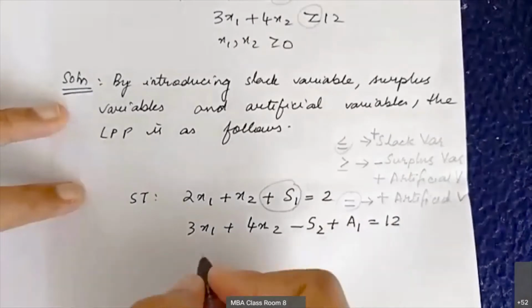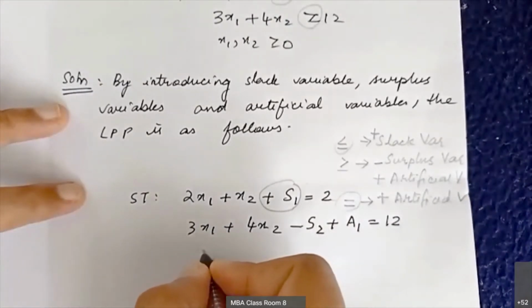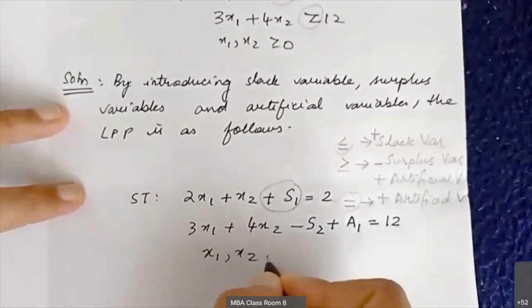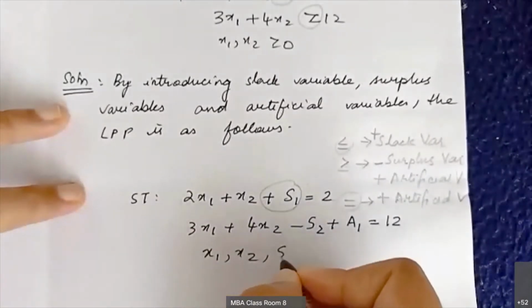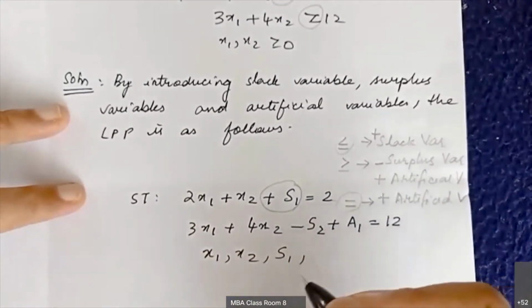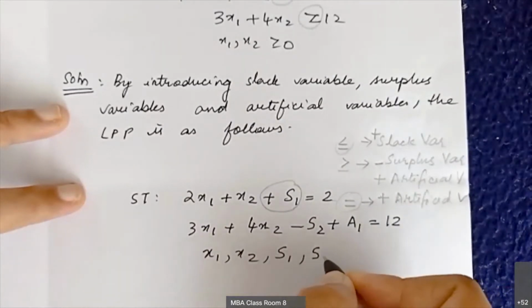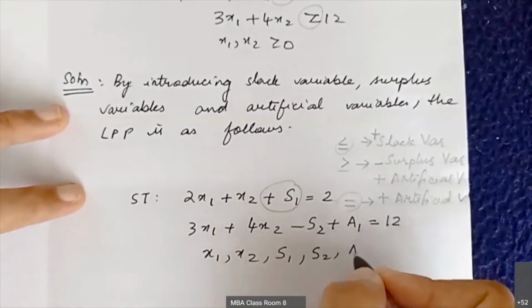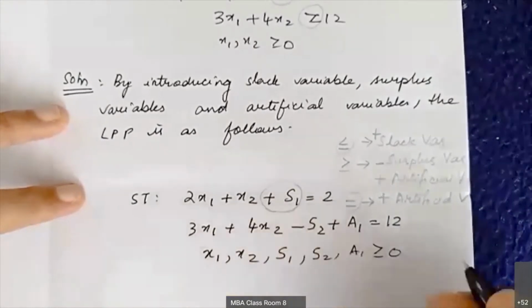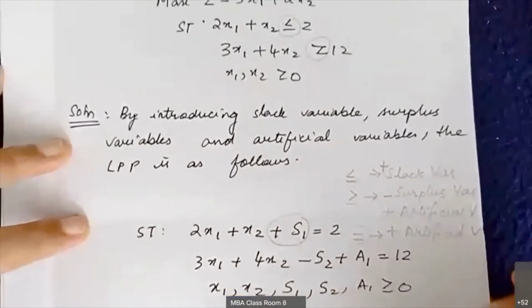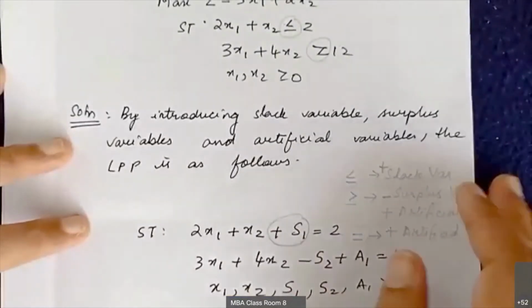Now we have the non-negativity constraints: x1, x2, we have added the slack variable s1, we have subtracted the surplus variable s2, and a1. All of them should be greater than or equal to zero because this is our non-negativity constraint. Is it clear?